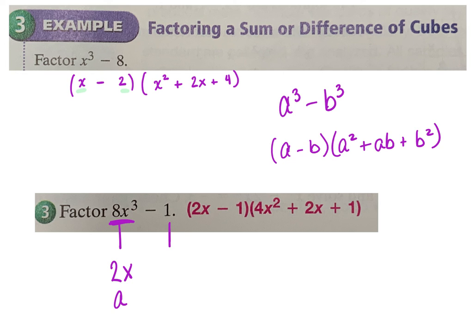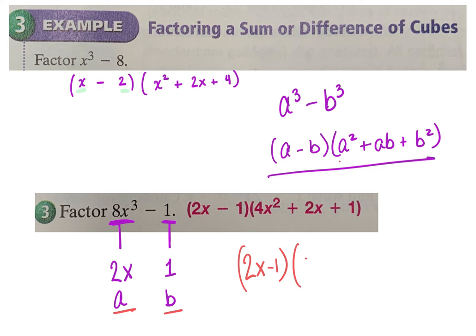What is my b? So I'm going to look at my second term. What is the cube root of 1? Any root of 1 is 1. So my b here is 1. Then I literally just plug it into this formula that I have memorized, the factoring for it. A minus b, 2x minus 1. Okay? Then a squared, that is (2x) squared, plus a times b, 2x times 1, plus b squared, 1 squared.